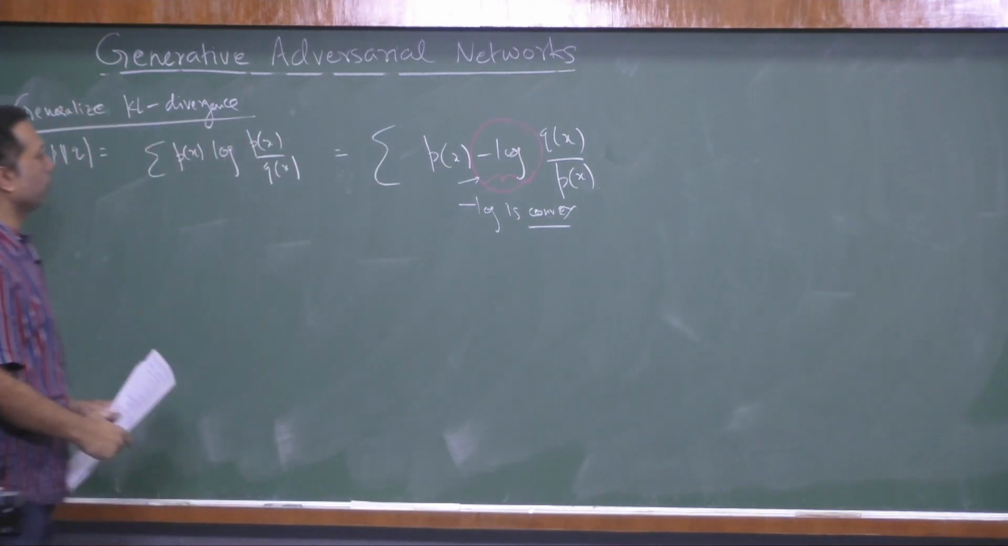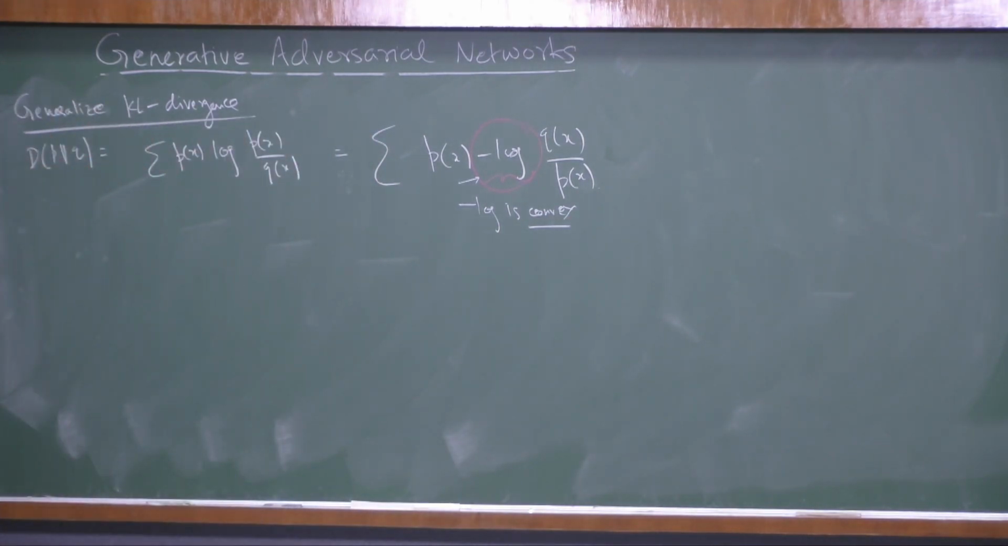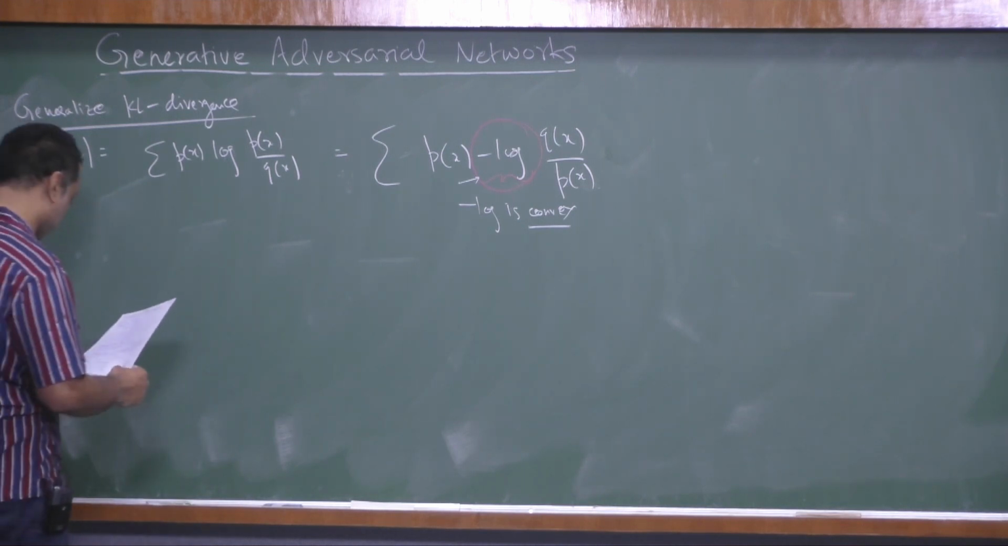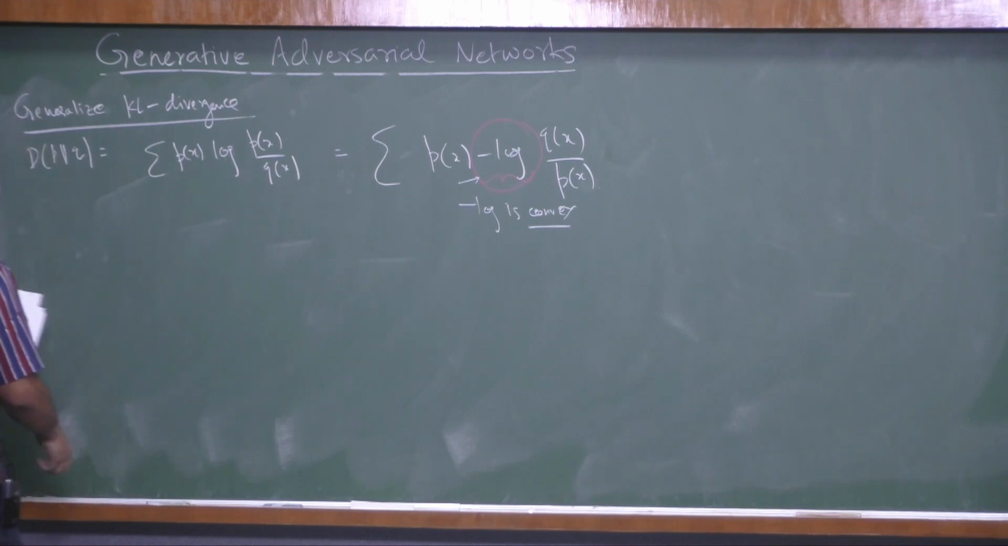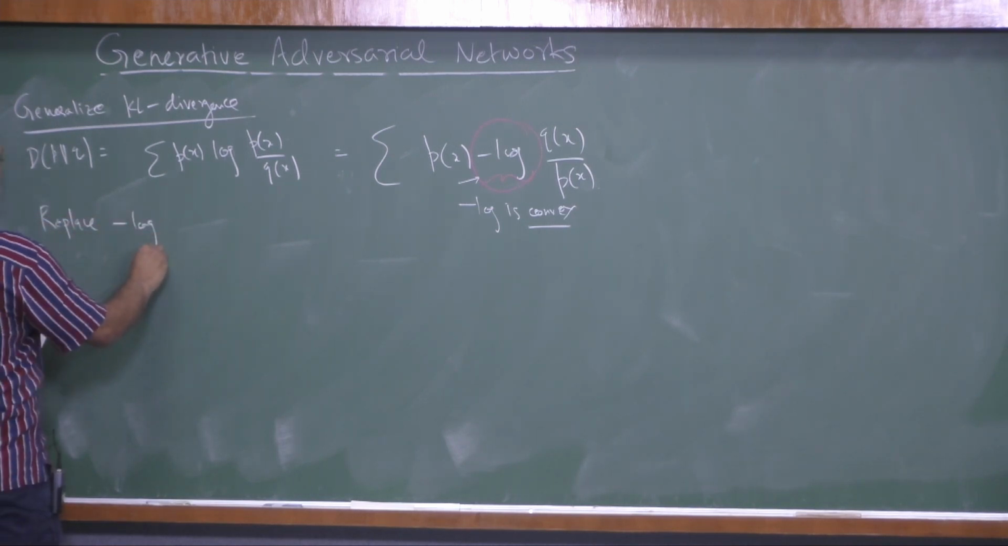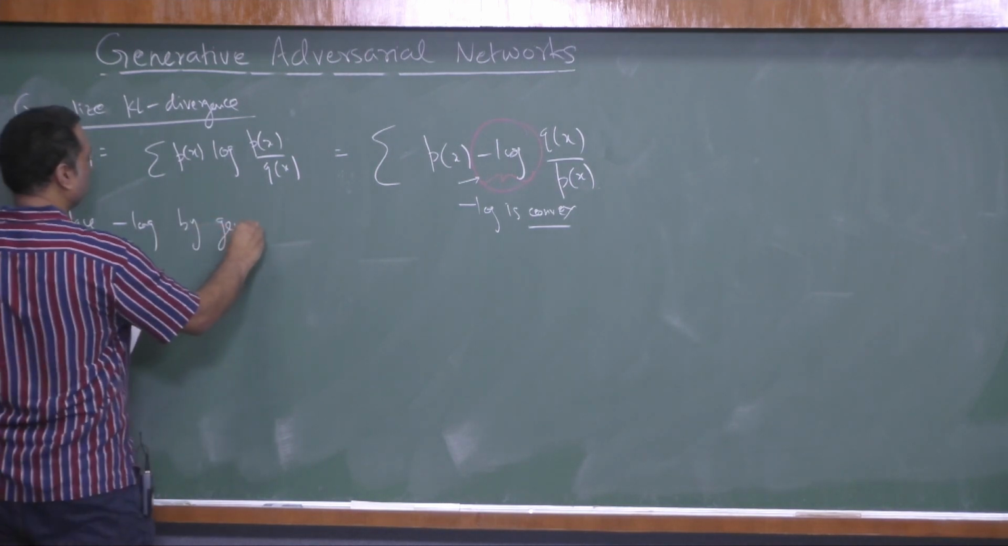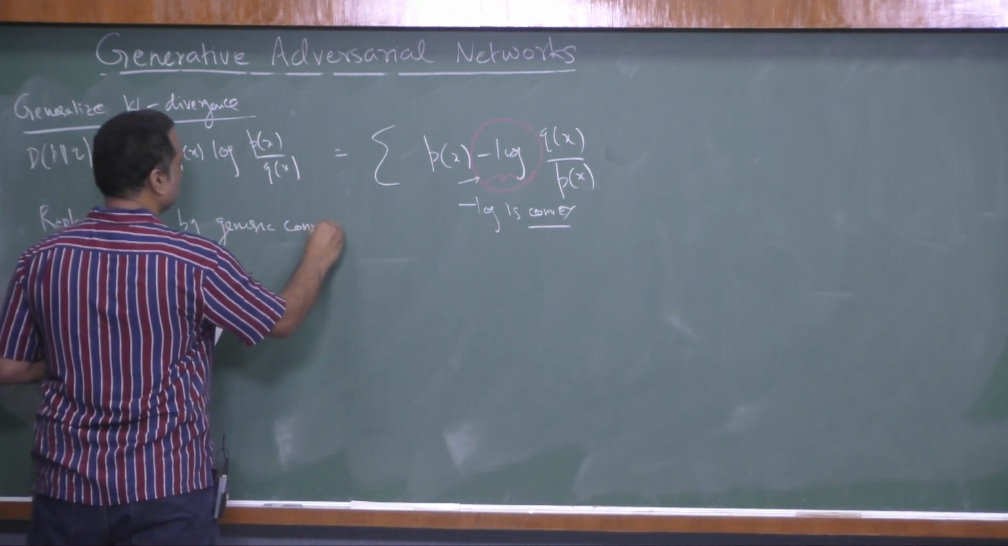Then you may say, okay, what if I put in any other convex function in place of minus log? That might give me some interesting measure which is tractable. Not just tractable, it gives me a wide variety of measures, and I can compare and see which one is good for certain generative tasks. So the key idea here is to replace minus log by a generic convex function.